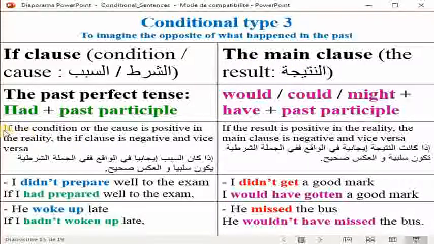We should pay attention to this. If the condition or the cause is positive in the reality, the if clause is negative and vice versa. The same for the main clause. If the result is positive in the reality, the main clause is negative and vice versa, because we imagine the opposite.